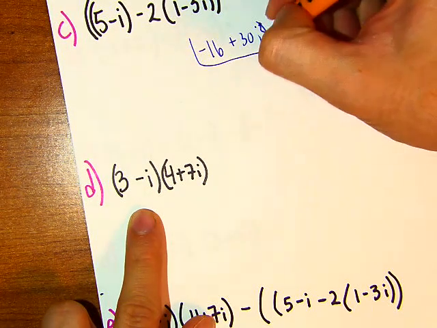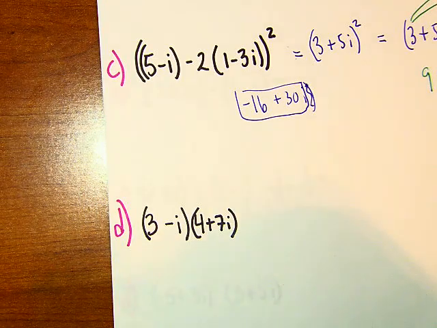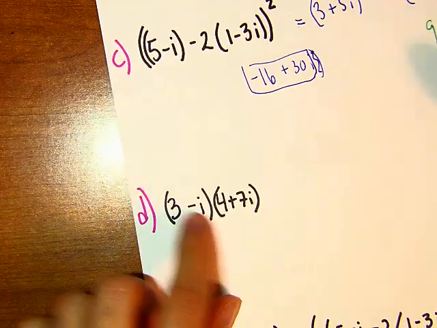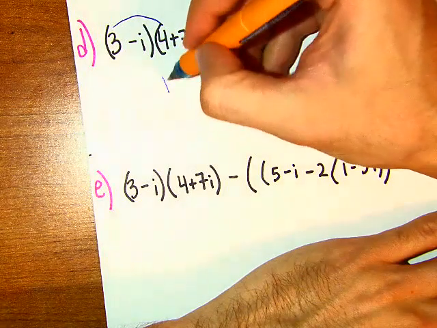Okay, and that's the answer for C. Okay, let's look at letter D. It's telling us generally the same idea, just FOIL these two guys. So if we were to FOIL these two guys, what do we do? It's 3 times 4 is 12.